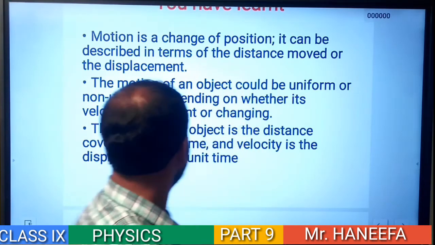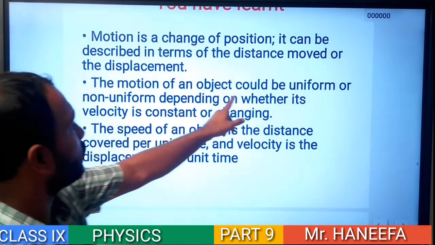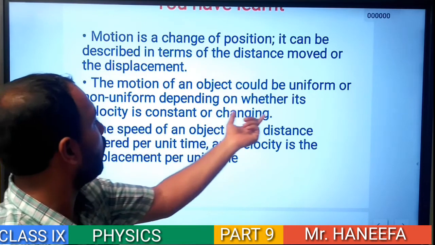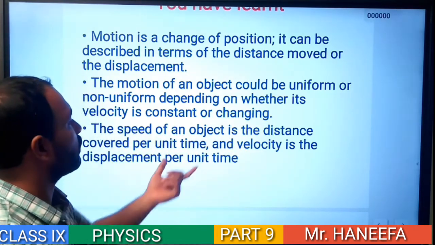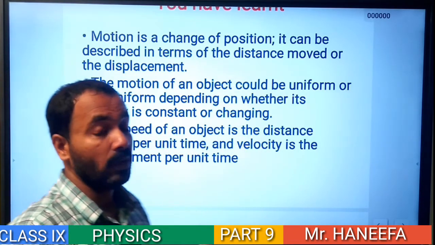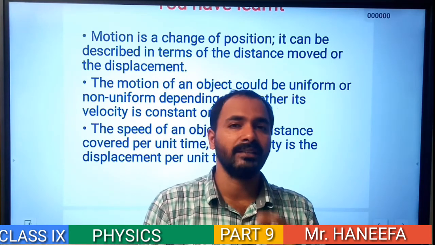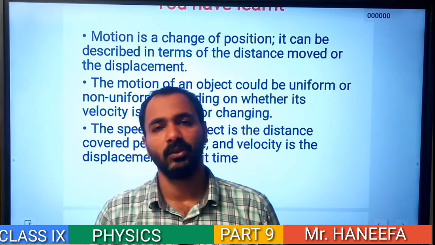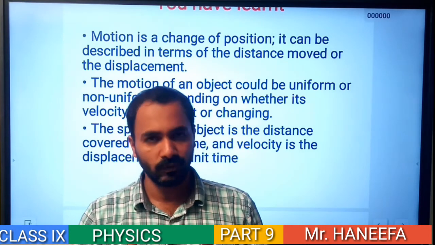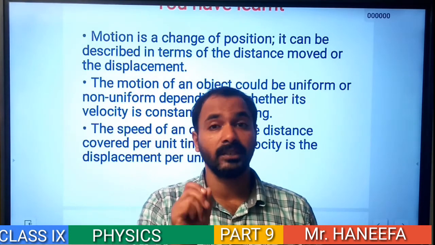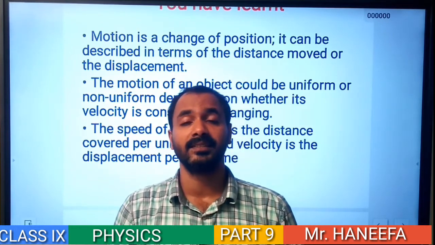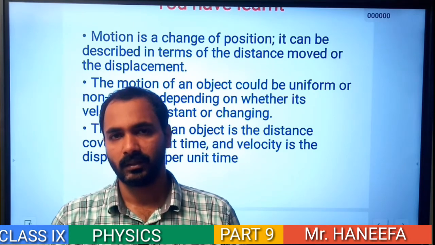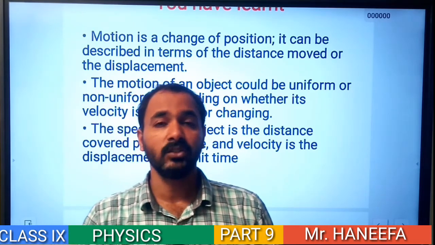Okay. So next, the motion of an object could be uniform or non-uniform depending on whether its velocity is constant or changing. So we discussed uniform motion and non-uniform motion. What is the difference between uniform motion and non-uniform motion? Uniform motion means an object covers equal distances in equal intervals of time. Uniform motion. What is non-uniform motion?